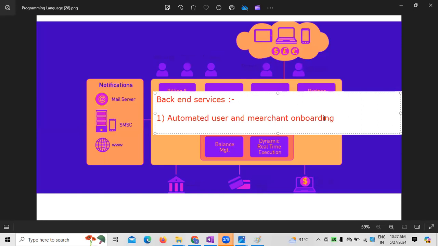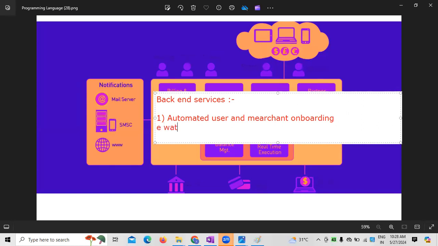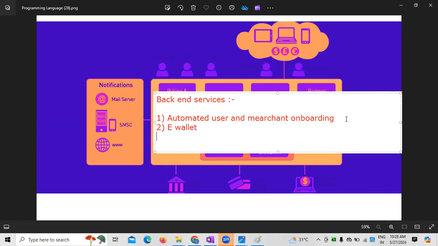This is something we have to see whenever we are trying to develop a payment solution, especially in the context of the architecture we are going to develop. That's the reason why, when it comes to the backend services, we need to create a backend service for automated user and merchant onboarding. That is one thing. Next, we need to provide a service for the e-wallet as well, because providing an e-wallet is also one of the key elements to focus on, as we have to create the e-wallet system.